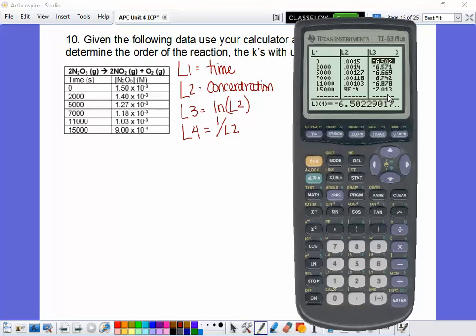Mind blown, right? And then for L4, we're going to do 1 over L2. We'll do that the same way. Scroll over and up to highlight L4, and then type 1 over L2. Enter.